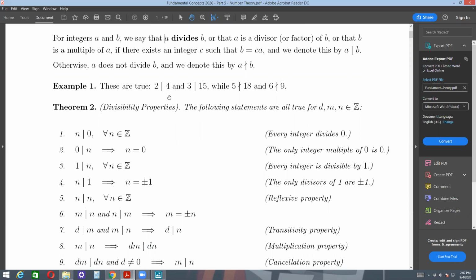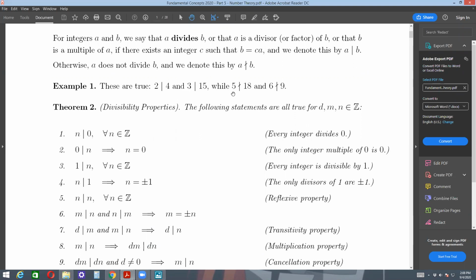All right, so for example, 2 divides 4, because 4 is a multiple of 2. 3 divides 15. And actually, minus 3 also divides 15, if you consider negative numbers. And 3 divides minus 15 as well. Right, the minus signs really matter when we're talking about divisibility. It still works.